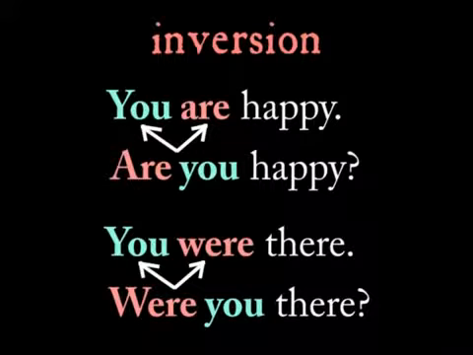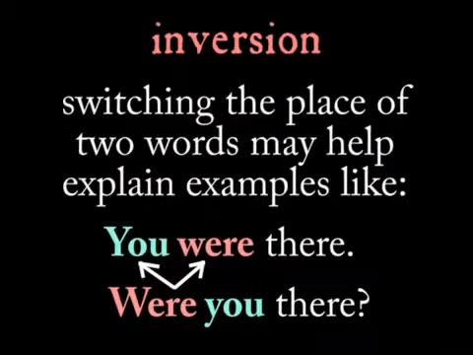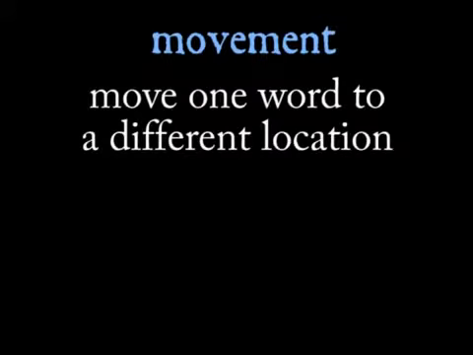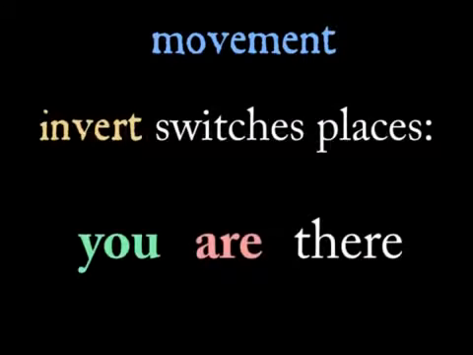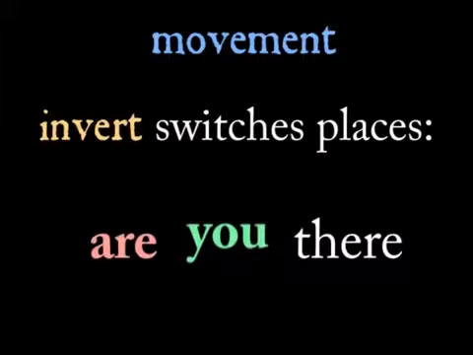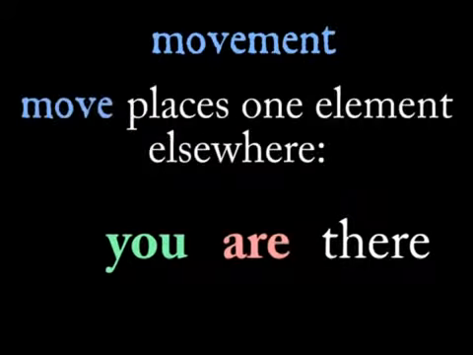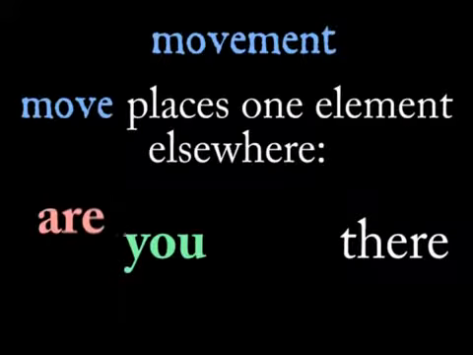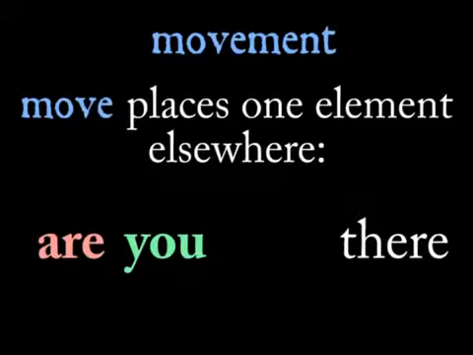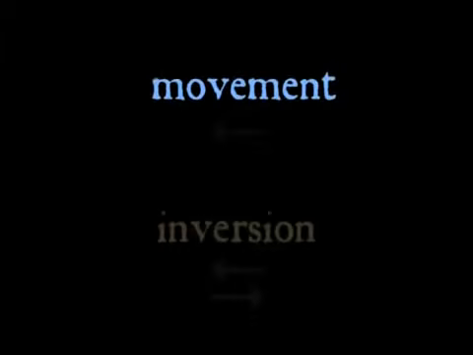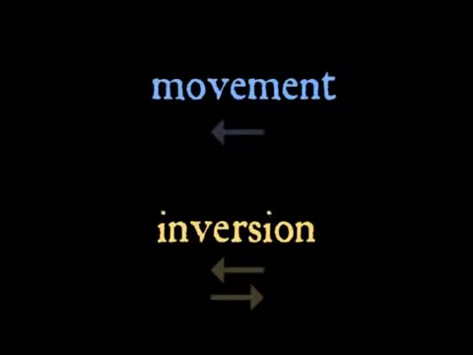This explanation brings up the concept of inversion, in other words, switching the place of words. But consider a different explanation for the same change. This one will use the concept of movement, or just move. In this case, we're performing an operation in which we move one of the words. So instead of saying that we invert the words be and the subject in are you there, we are just moving are before the subject. And this will give us basically the same result by performing a different operation. Instead of switching places, we're just moving one of the words.